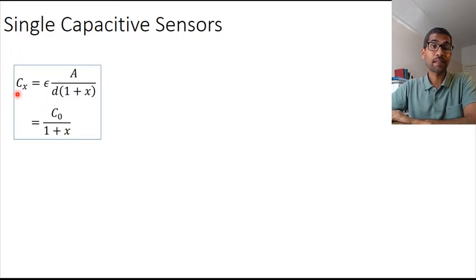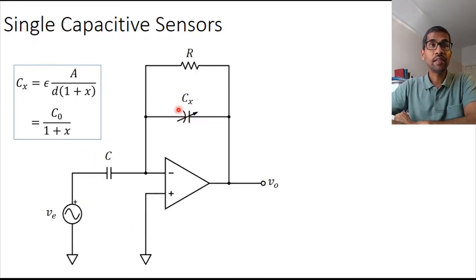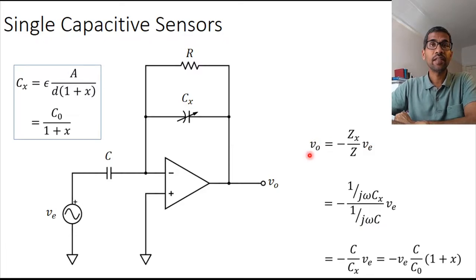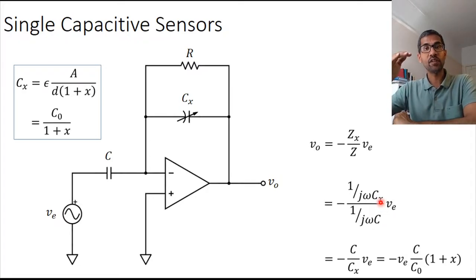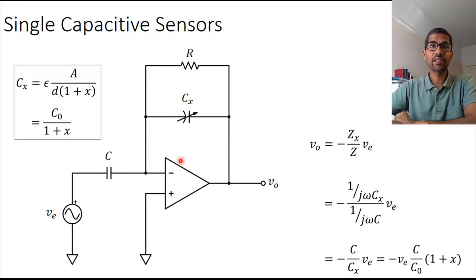In that case x is going to be inversely proportional to the capacitance. Now if this is the case, you want to put this capacitor in the feedback here. If you do that, you would find the output is linearly proportional to x. This happens because the impedance Zx is inversely proportional to Cx, right? You have a 1 over j omega Cx. Cx has a 1 over 1 plus x influence, and therefore x comes in the numerator, and then x becomes directly proportional to the output voltage.